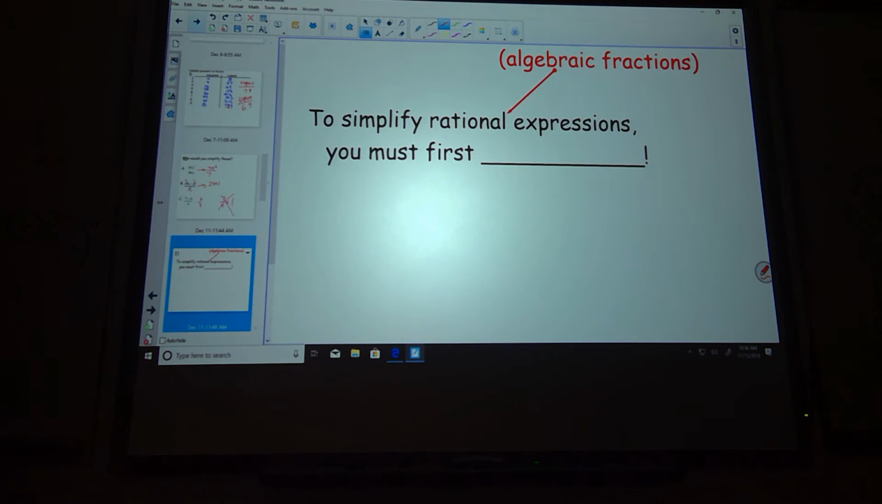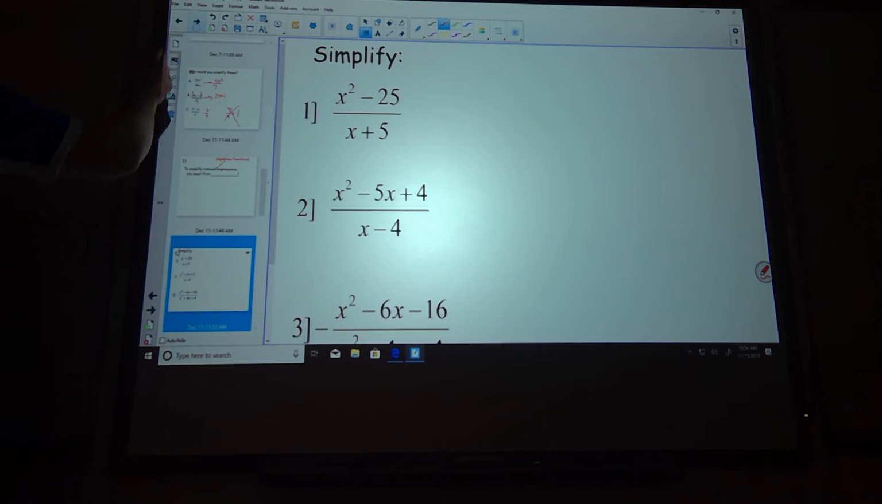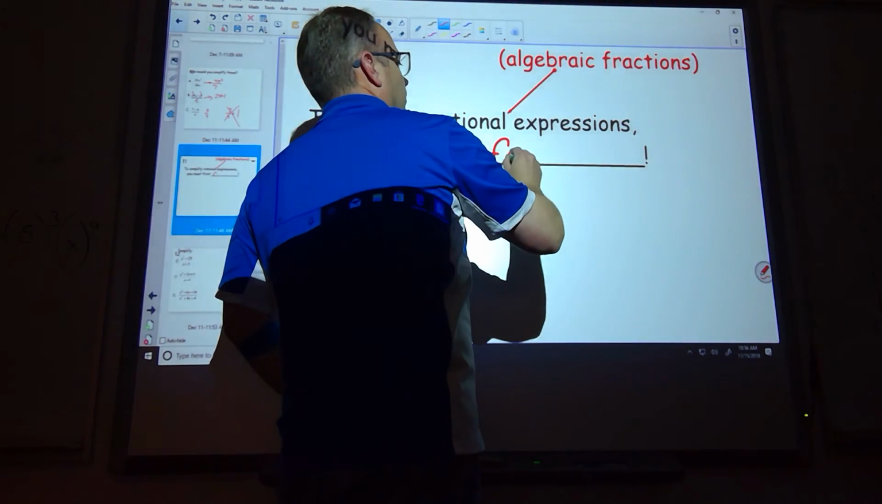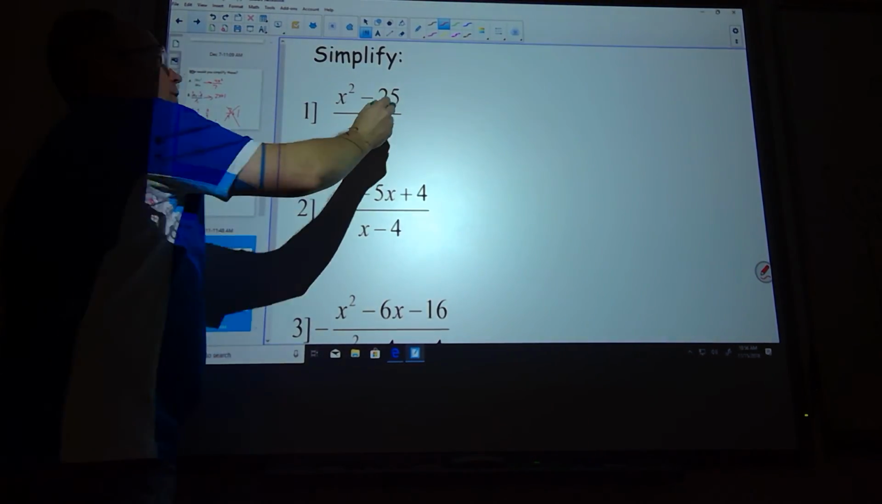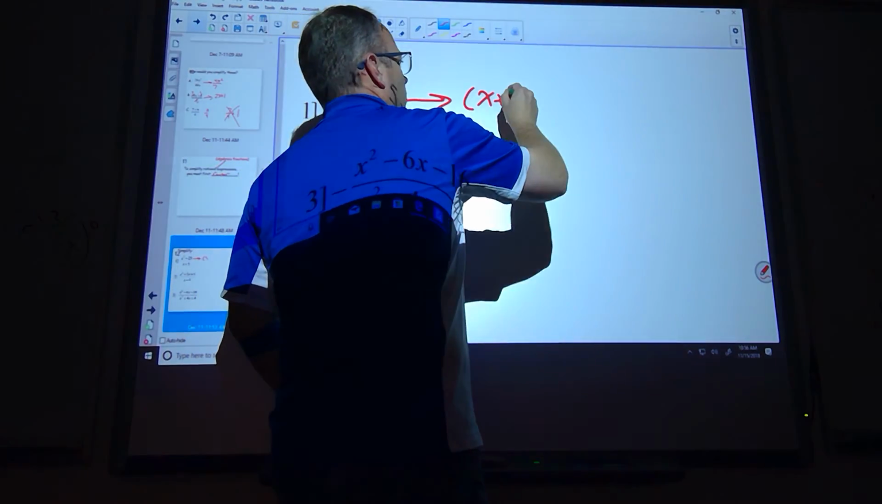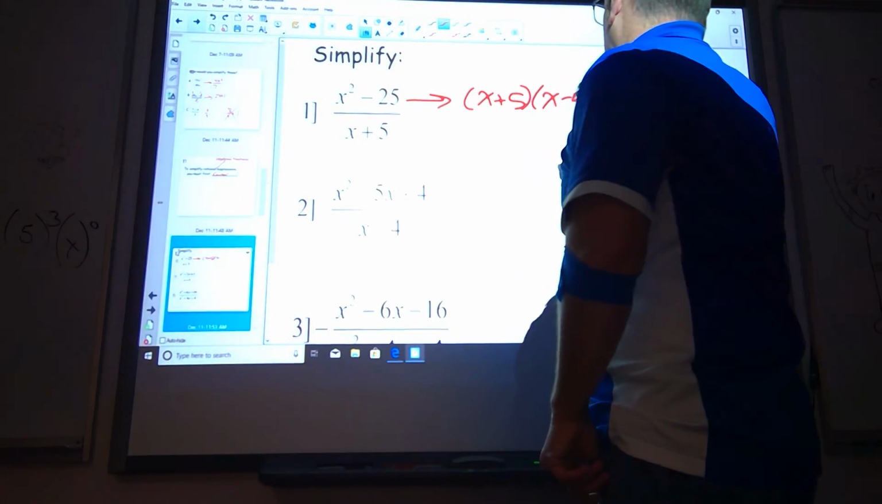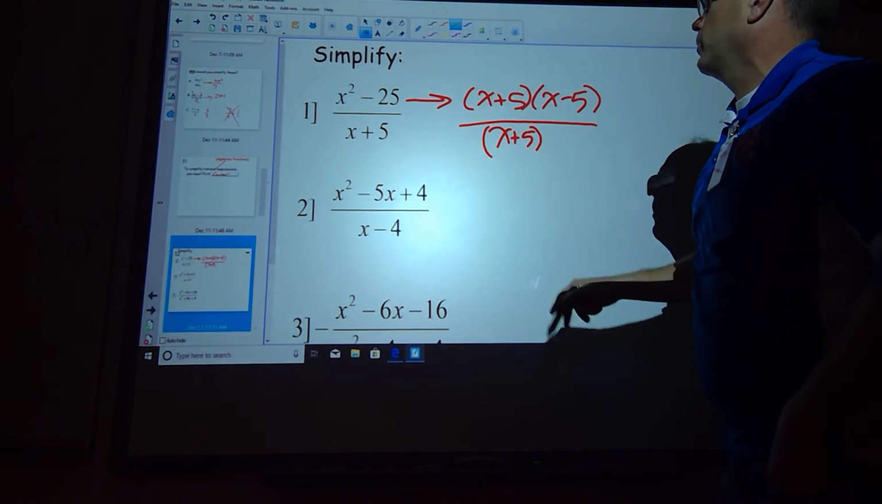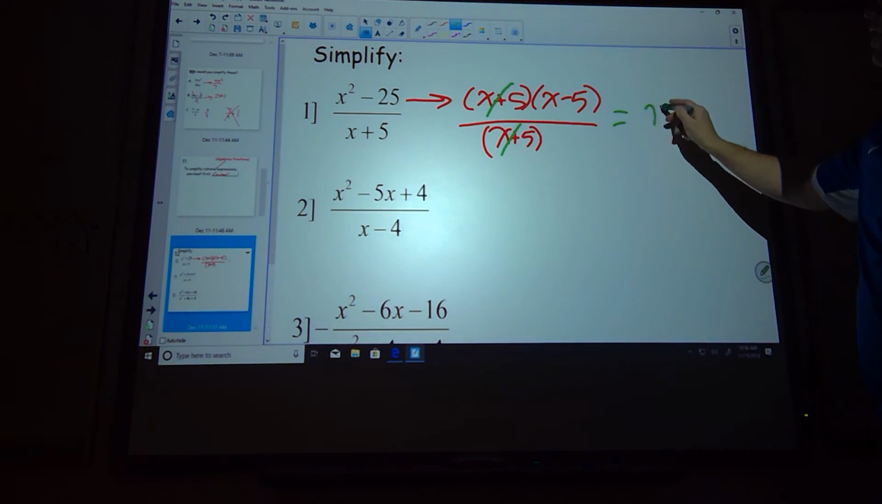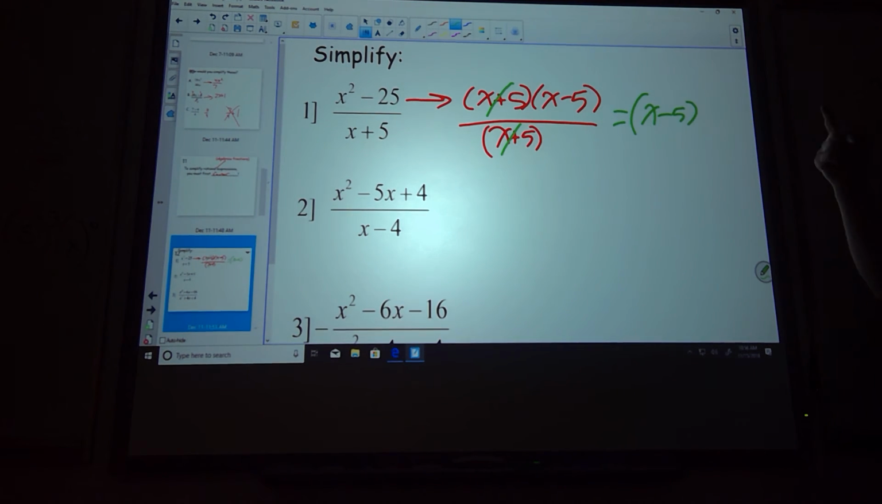Am I done? Okay, so to simplify rational expressions, algebraic fractions, you must first factor. Okay. Ready? Difference of 2 squares. Agreed? So, and then I have x plus 5 on bottom. When you have a binomial that's factored, put it in parentheses. Those cancel. This gives me x minus 5 for an answer.